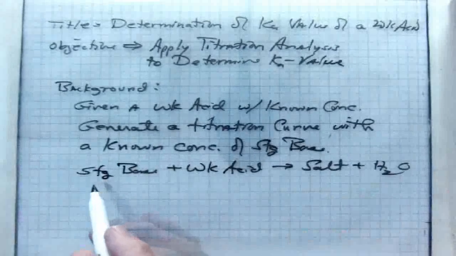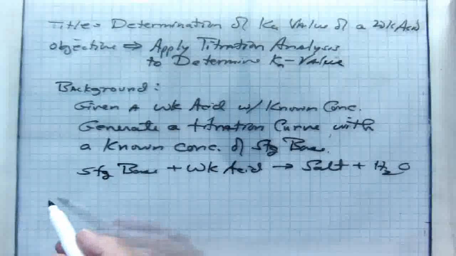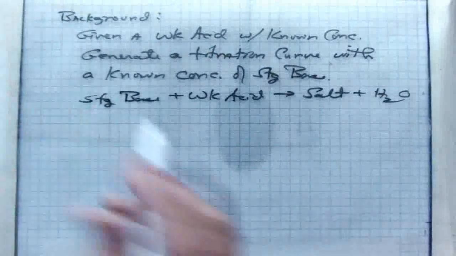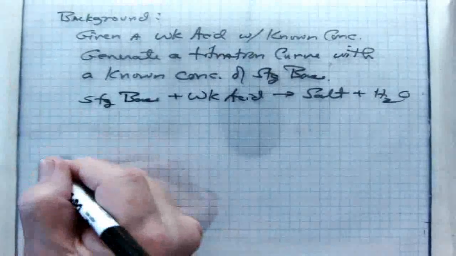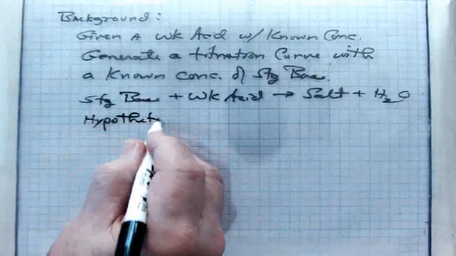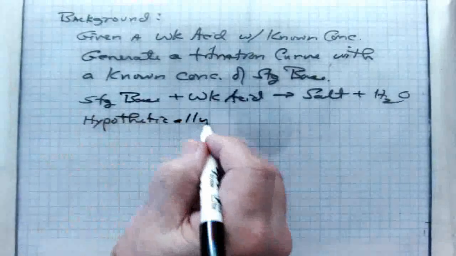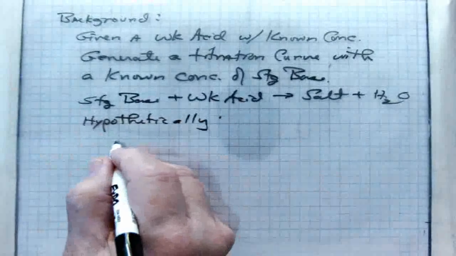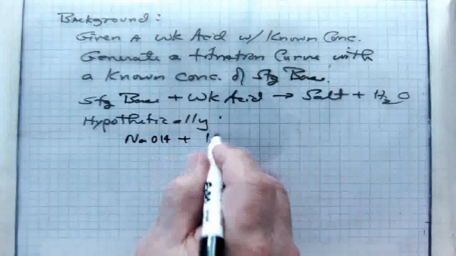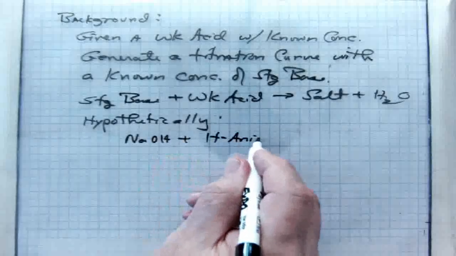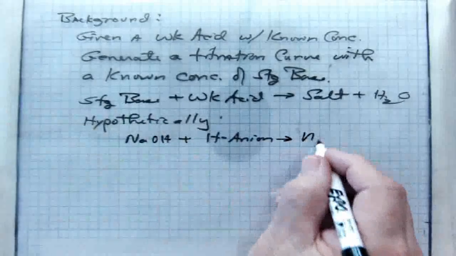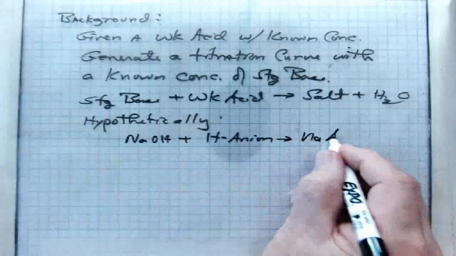Hypothetically, say NaOH plus the weak acid will go to sodium salt anion plus H2O. Everybody knows this, right? Now, in the titration, what's going to happen?